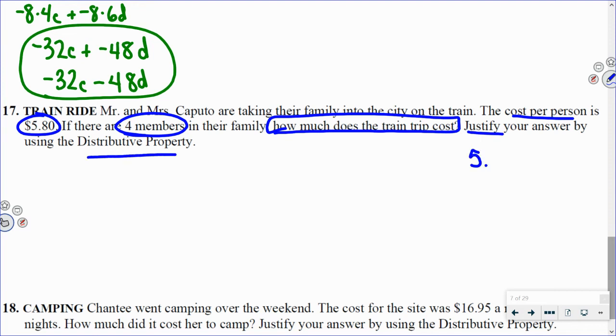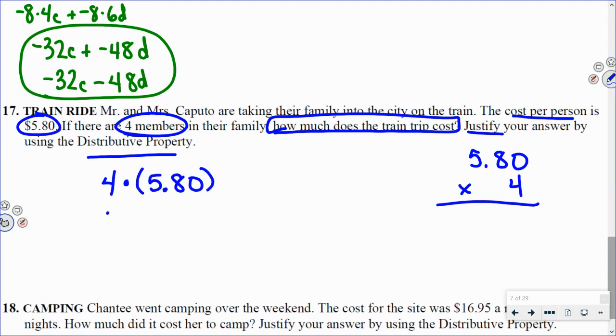You know what that means, folks? That means we are not going to go off to the side of our paper and multiply $5.80 times 4. No, no, no. We can do this using the distributive property. 4 sets, or should I say 4 groups of $5.80. I wonder if I can make this a little easier mentally. See, $5.80 awfully close to 6, but that's too much. That's too high. So I guess we could say it's $6 and then less, or subtracting 20 pennies.